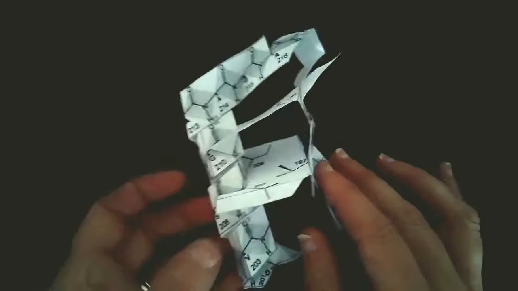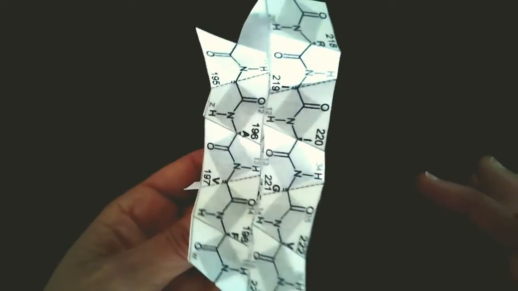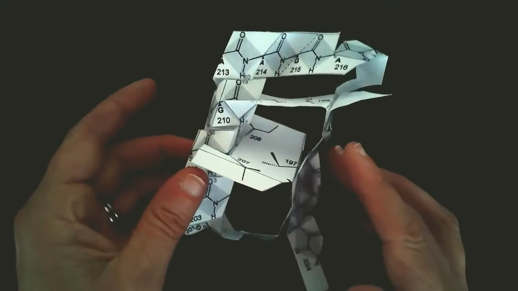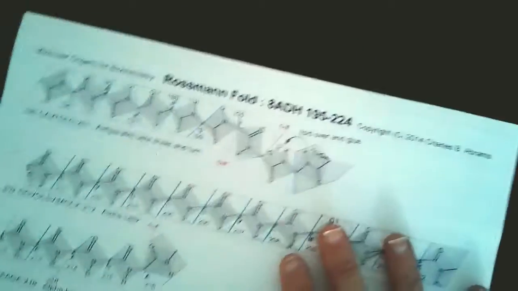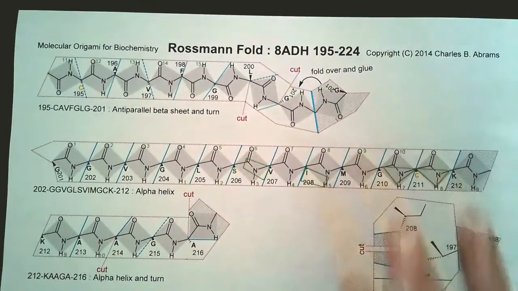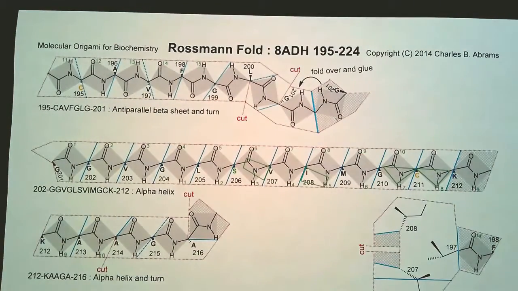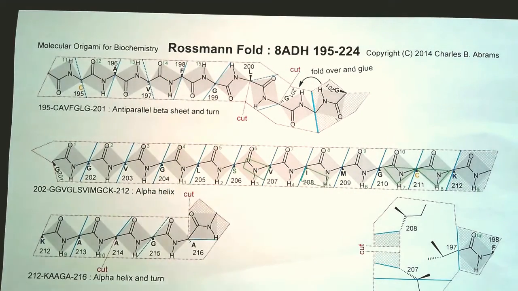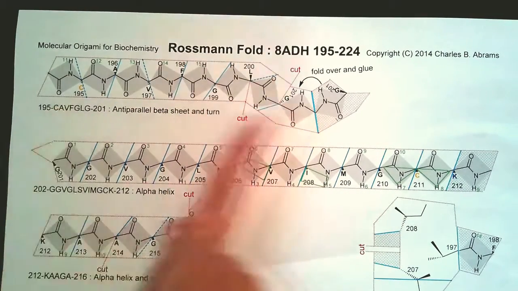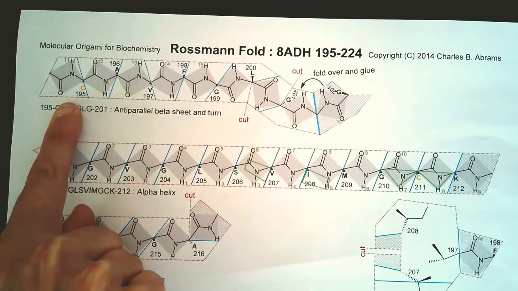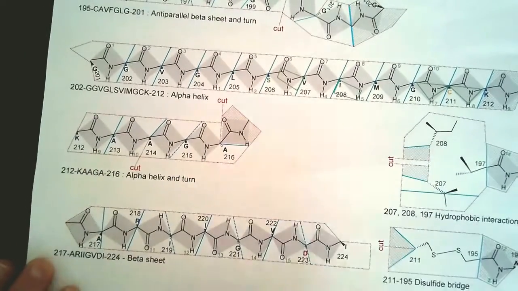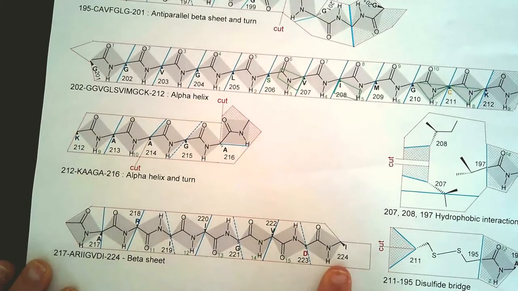This is a paper model of a three-dimensional shape of a protein. You will be creating it. First, we will start with the sheet of paper. The name of this fold is called the Rossmann fold, and it requires a partial chain from amino acid number 195 all the way through 224.